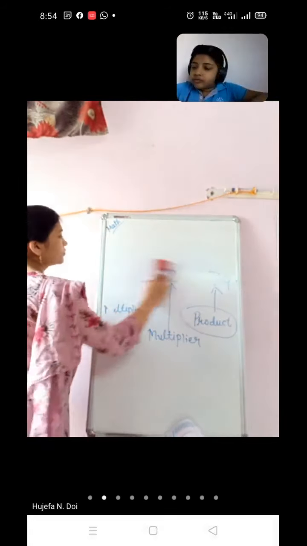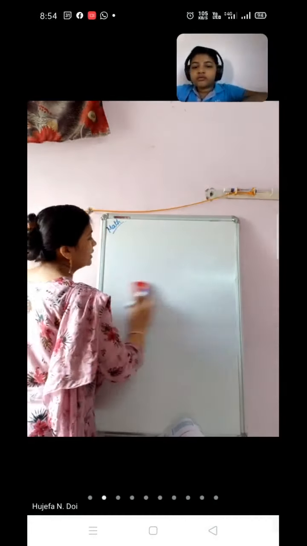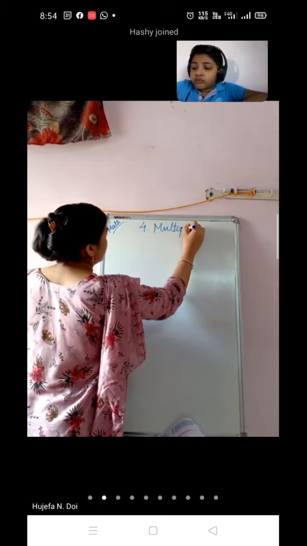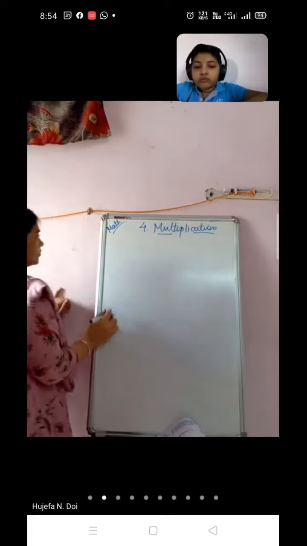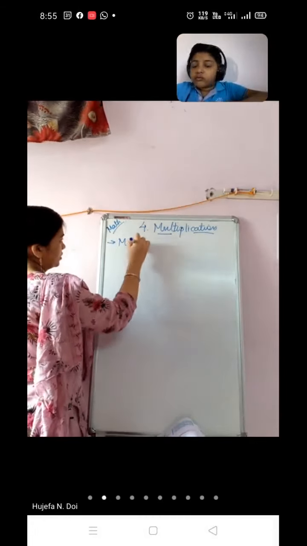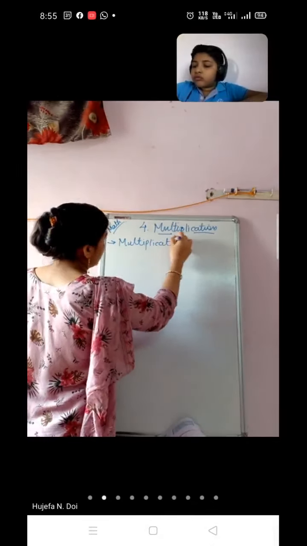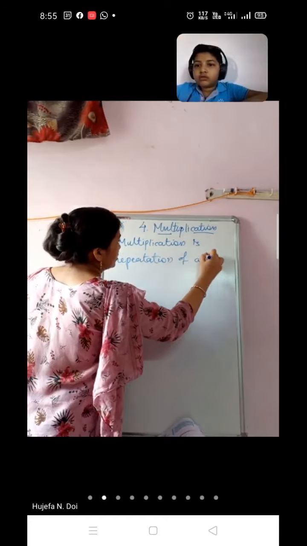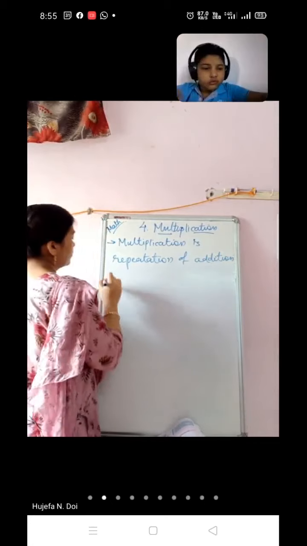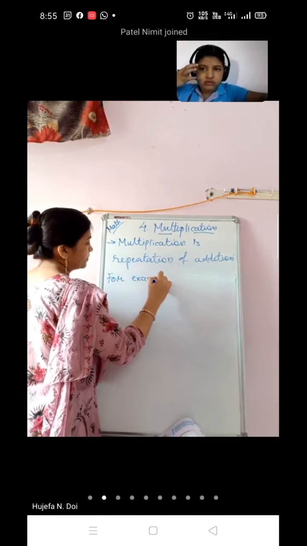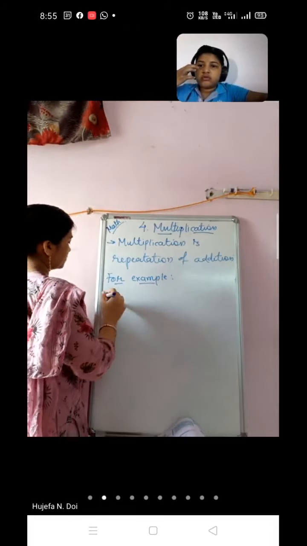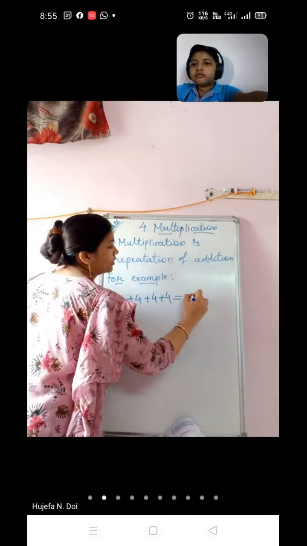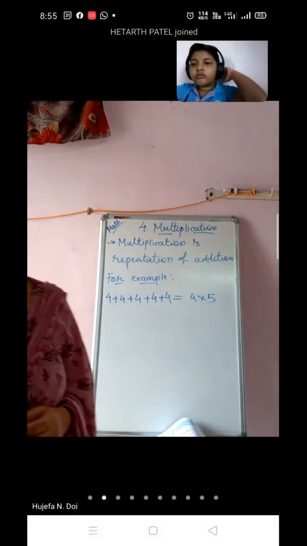Okay, now start writing. Write down the heading. Chapter number 4, multiplication. First, definition of multiplication. Multiplication is repetition of addition. For example, four plus four, 1, 2, 3, 4, 5 equals 4 multiplied by 5. Write it down.